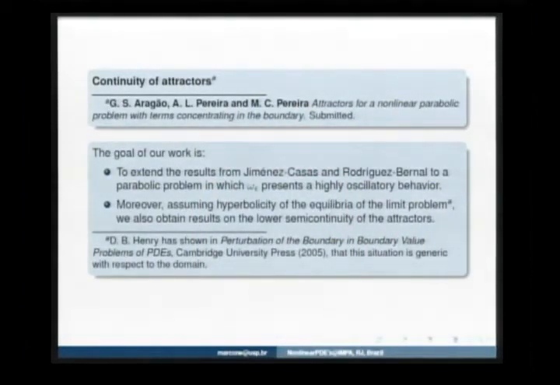We have extended the results of Casas-Bernal to parabolic problems, where the neighborhood now presents a highly oscillatory behavior. Assuming hyperbolicity of the equilibria for the limit problem, we could obtain the lower semi-continuity of the attractors too. This hypothesis about the hyperbolicity of the equilibria is not so restrictive a condition since it's a generic property, and it was proved by Henry in his book 7 years ago.